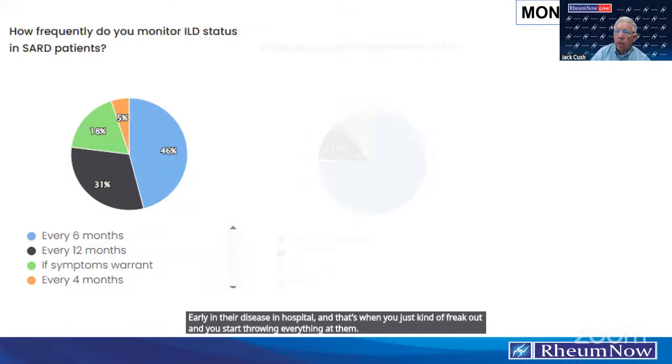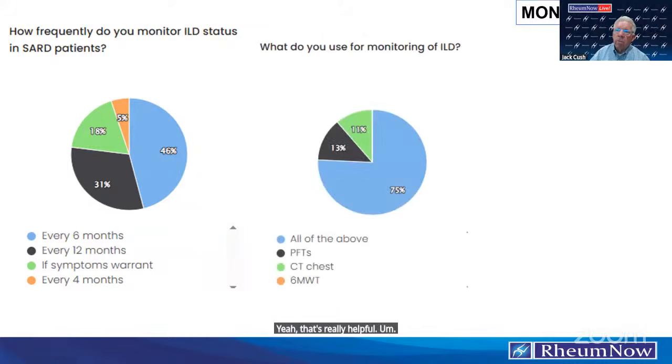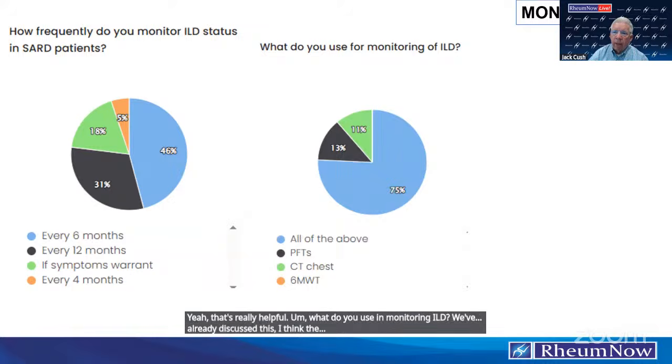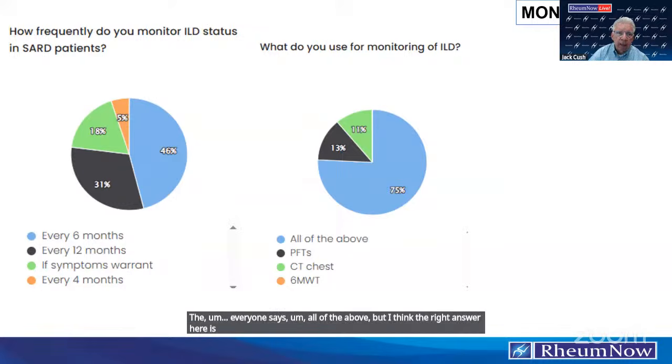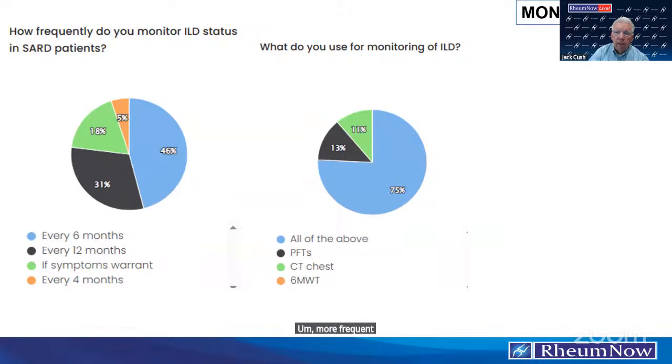Yeah, that's really helpful. What do you use in monitoring ILD? We've already discussed this. I think everyone says all of the above, but I think the right answer here is PFTs, more frequent than chest CTs.